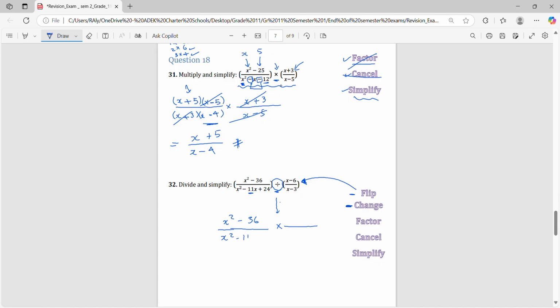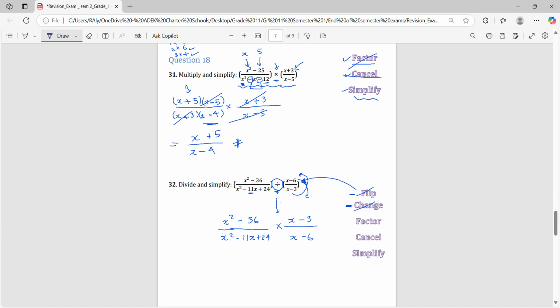X squared minus 11x plus 24, and just turn the second fraction upside down. It means bring x minus 3 from the denominator and put it in the numerator, and bring x minus 6 from the numerator to the denominator. This is the flipping of the divisor. Why did we do that? Because we want to change division to multiplication. So it will be x minus 3 over x minus 6. So the flip and change are done.